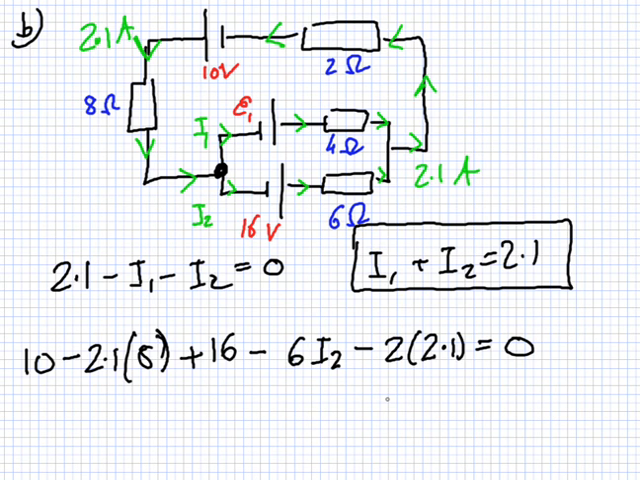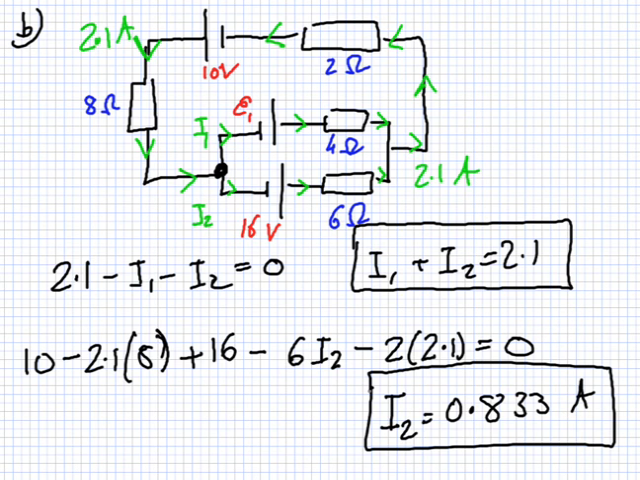What did you get, Joshua? 0.833. Good job. So I2 is 0.833. Now we can find I1. So this is actually my second equation, which is also my second answer.